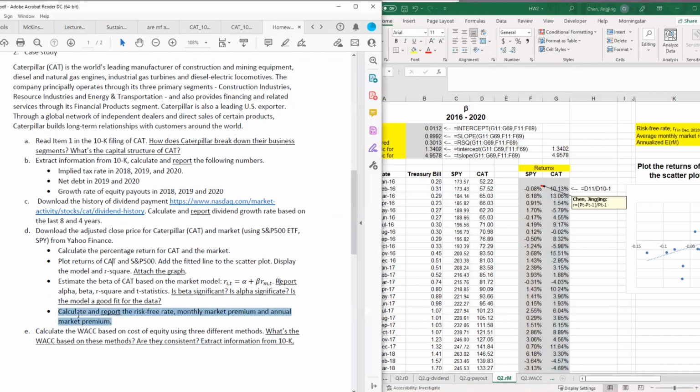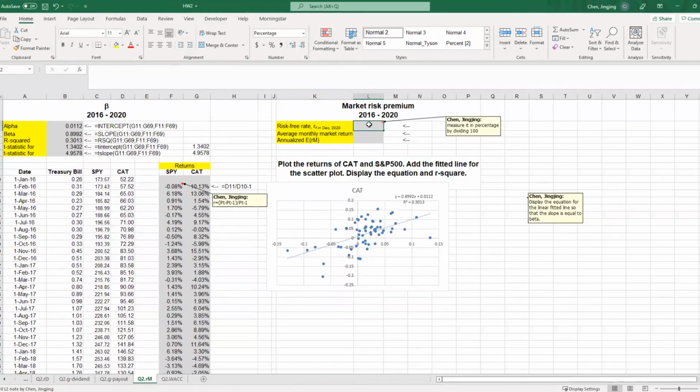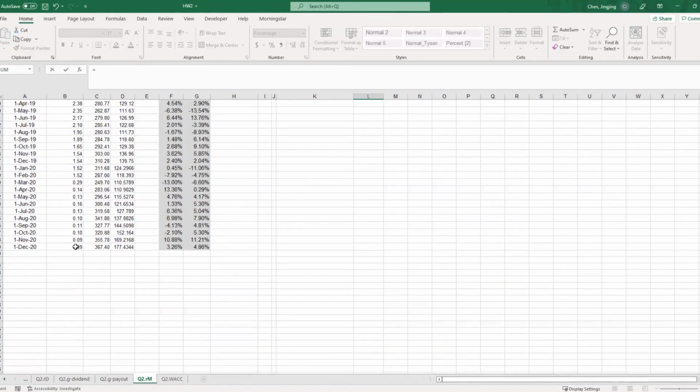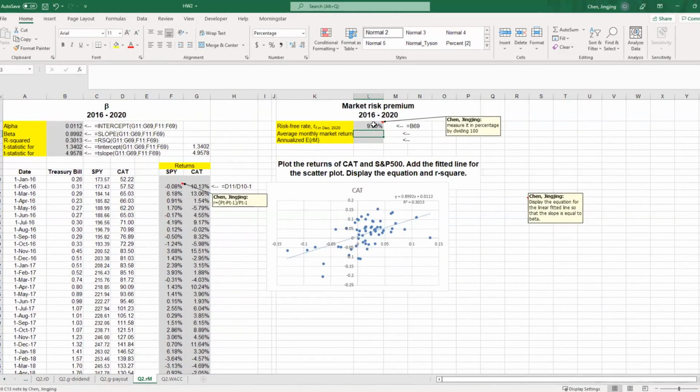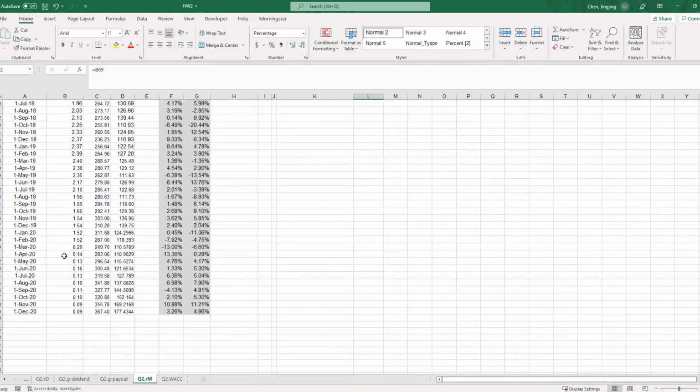So finally, we want to calculate the market premium. Here, I want to first figure out the risk-free rate in December 2020. The risk-free rate in December 2020 will be 0.09. Well, here we want to show it in percentage. Now, does it really make sense to have a risk-free rate close to 9%? It doesn't.